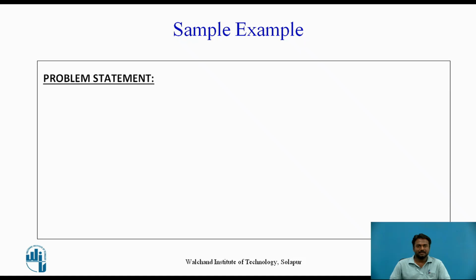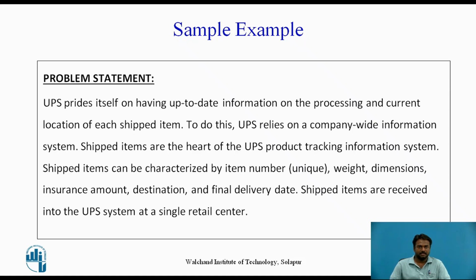Now consider a problem statement here. UPS prides itself on having up-to-date information on the processing and current location of each shipped item. To do this, UPS relies on a company-wide information system. Shipped items are the heart of the UPS product tracking information system. Shipped items can be characterized by item number, weight, dimensions, insurance amount, destination, and final delivery date.